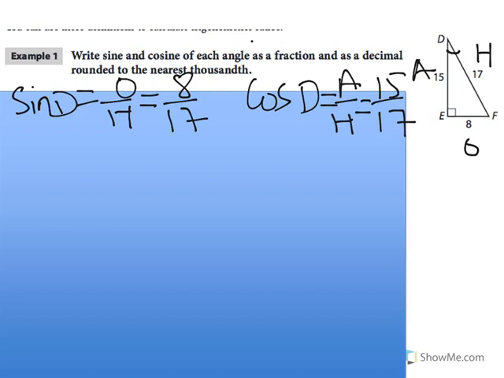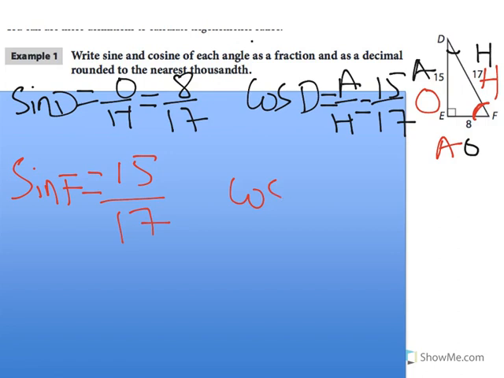If we're observing from angle F, then this will be our opposite. This is adjacent, and this is still our hypotenuse. So we can say that sine of angle F is equal to 15 over 17, and cosine of angle F is equal to 8 over 17. Notice that these two are equal to each other, and these two are equal to each other.